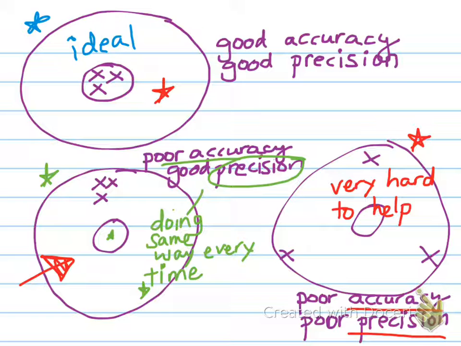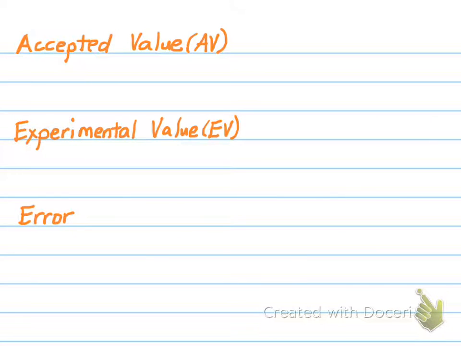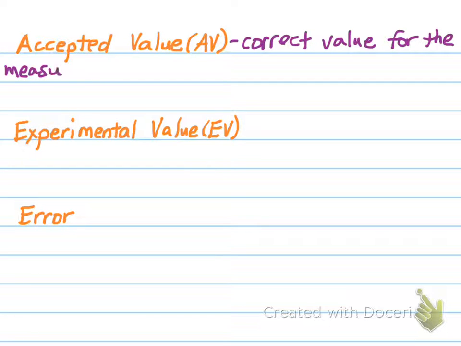So when we're talking about accuracy and precision in labs, we often calculate something called a percent error. And to calculate a percent error, there's a couple things we have to know. We have to know what the accepted value is, which is sort of what it sounds like. This is the correct value for the measurement based on reliable references.